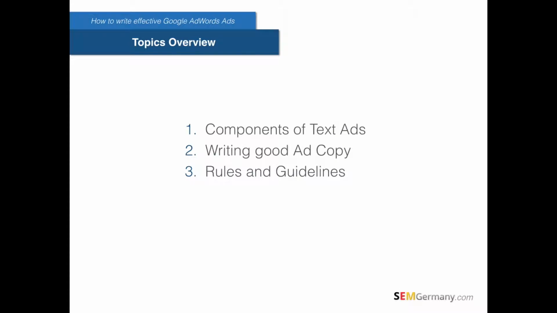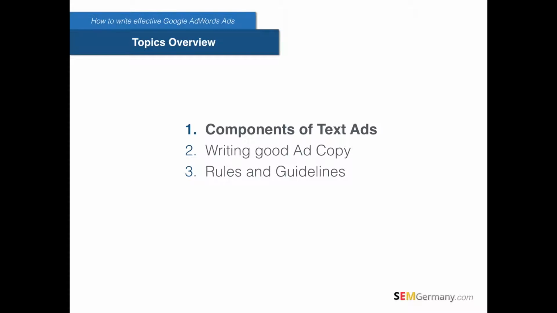First we will have a look at the basic elements or components of a Google AdWords text ad and how it may eventually appear on Google's search engine results page. Then you will learn what you can do in order to write good ad copy that attracts the right people to your website, and because there are also some things that can cause your ads to be rejected or even your whole account being suspended if you do them too excessively, I will also point out a couple of important rules and guidelines, things to avoid when writing your ads.